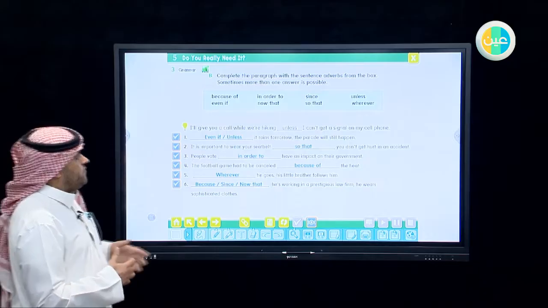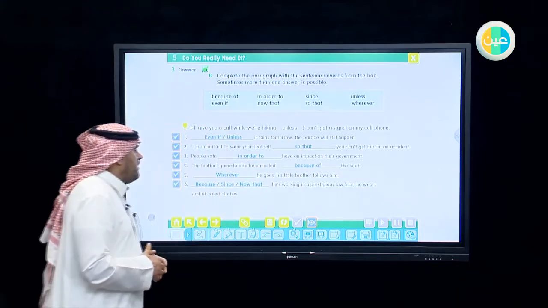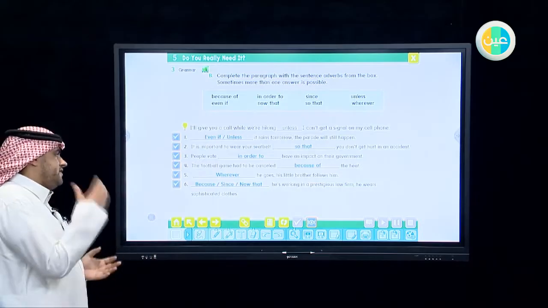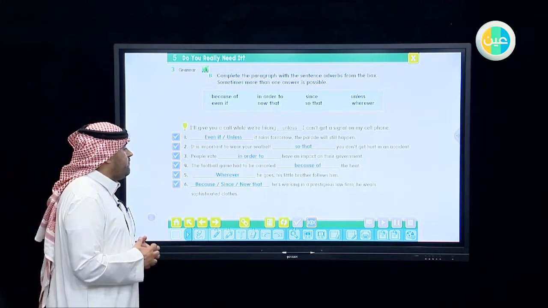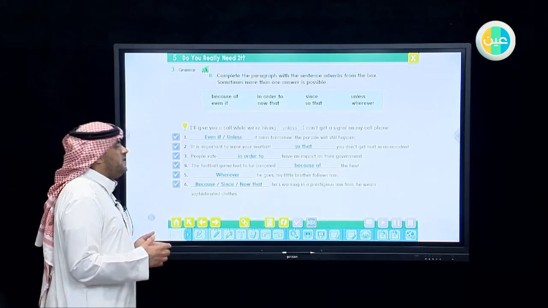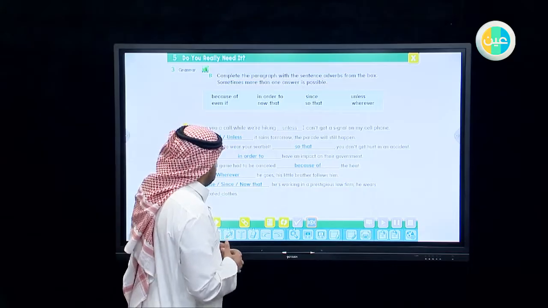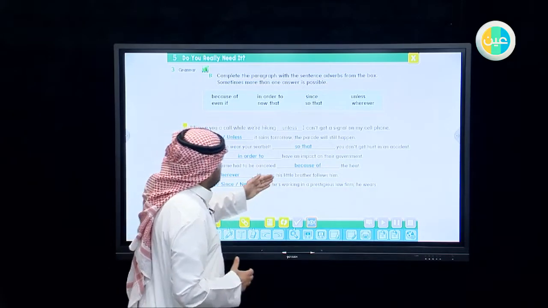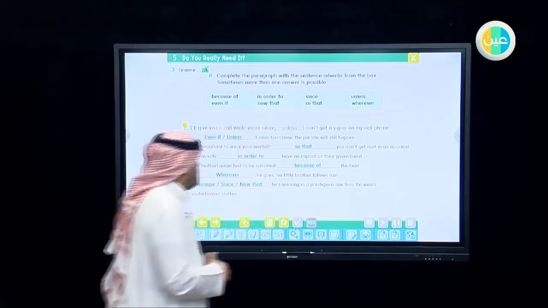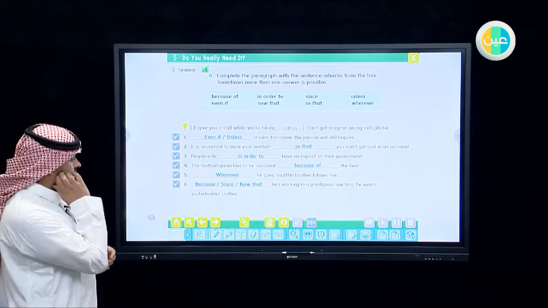Number 4, the football game had to be cancelled. Why? Because of the heat. Or we can say, because of the heat, the football game had to be cancelled. But in this case, we put a comma, as we mentioned a while ago. Number 5, wherever he goes, you see a comma here, because this is the dependent clause, the adverb clause. His little brother follows him. So it means his little brother follows him wherever he goes.